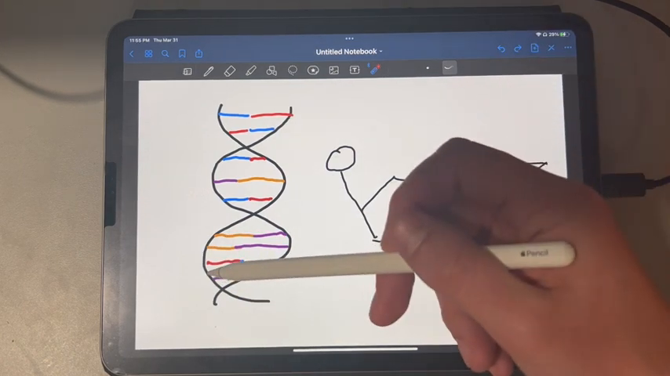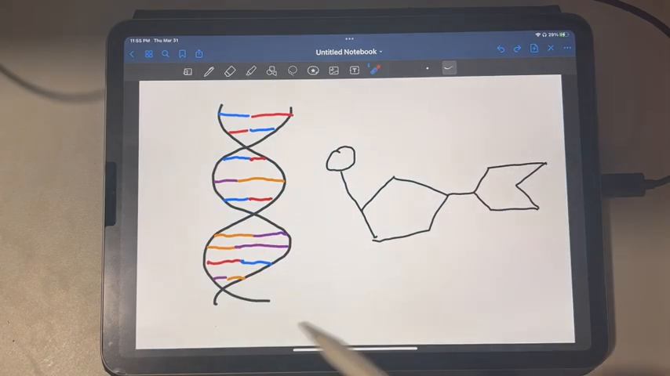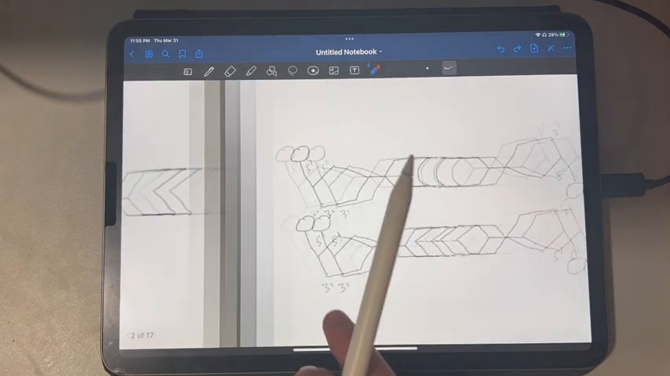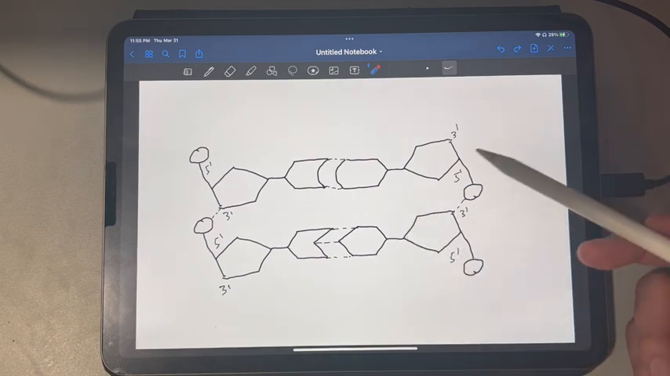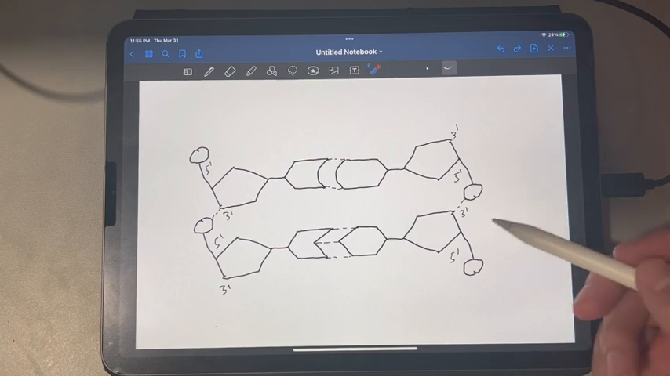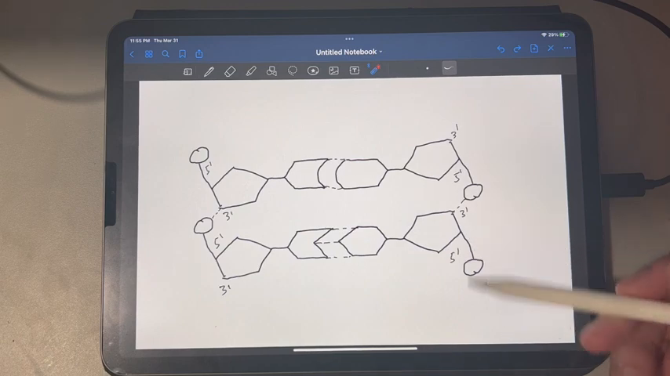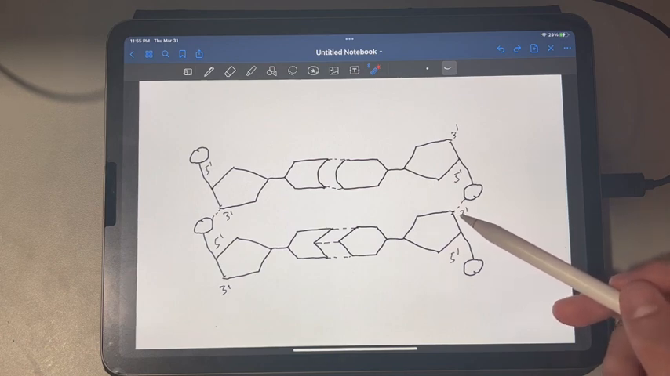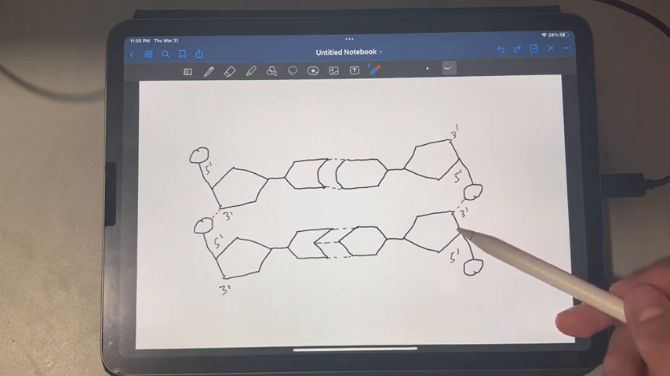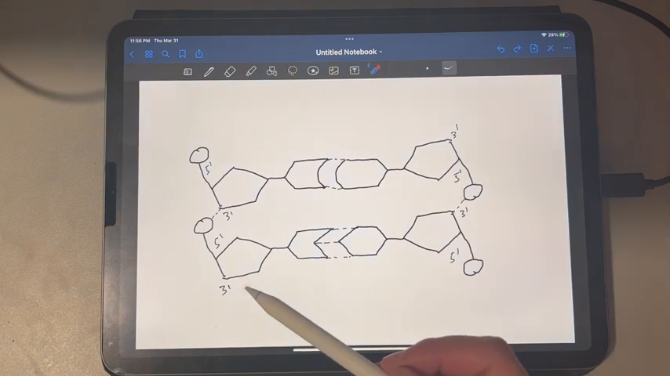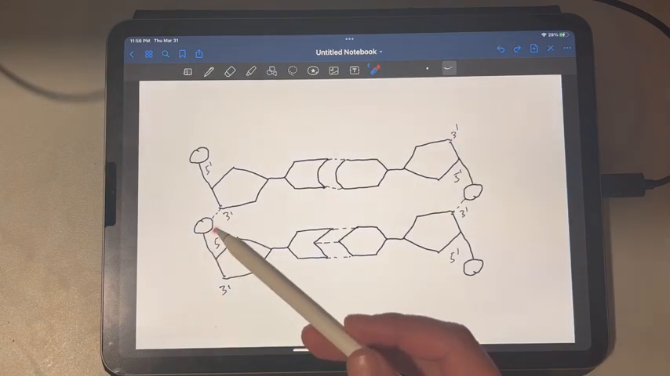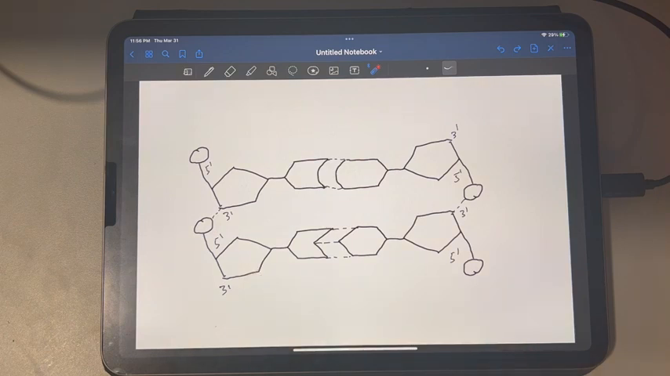As you can see, the bases are the rungs on the ladder, and this black part right here is the backbone, which is made up by the sugar and the phosphate, hence its name, the sugar-phosphate backbone. The bonds between the sugar and the phosphate are called phosphodiester bonds, and these are covalent bonds. It happens between the 3' carbon of the sugar and the phosphate group of the other nucleotide.